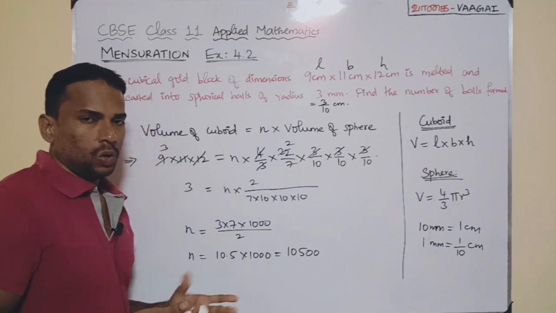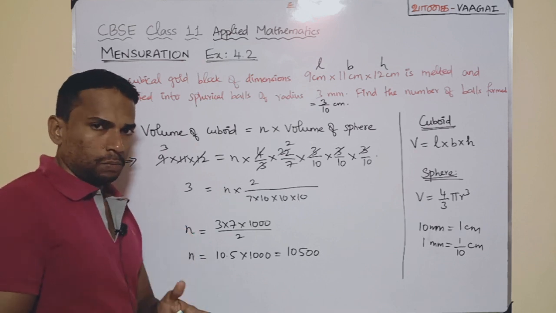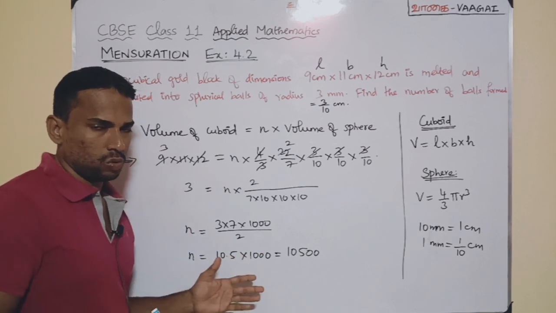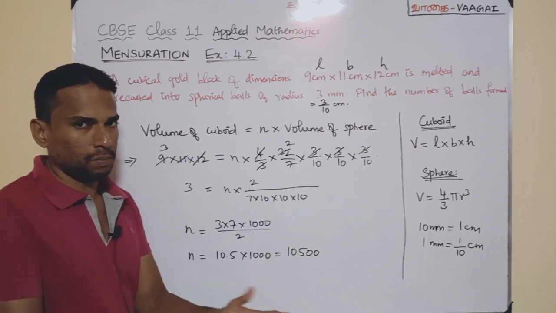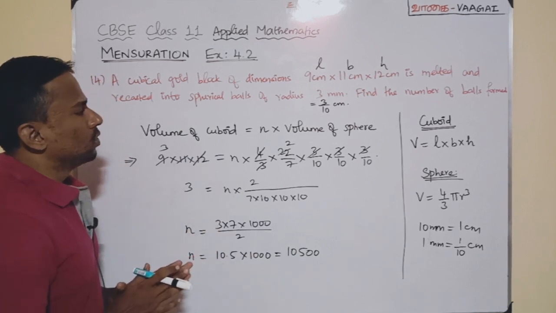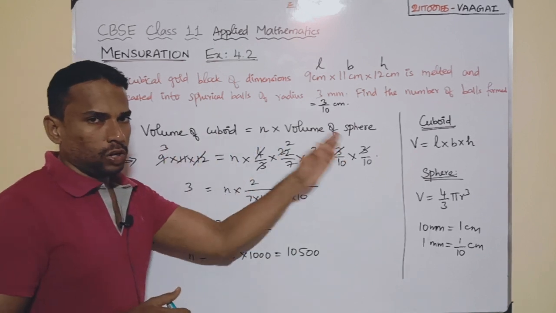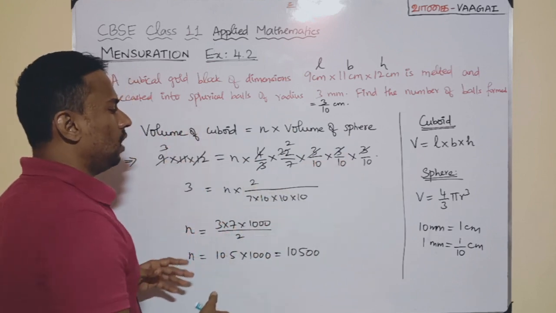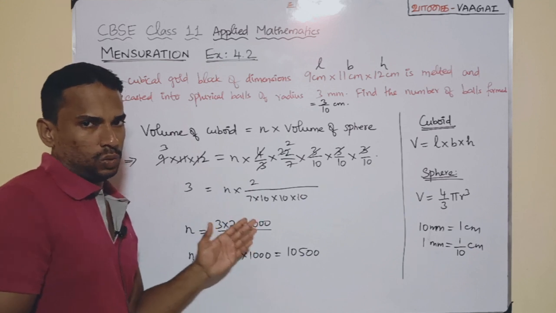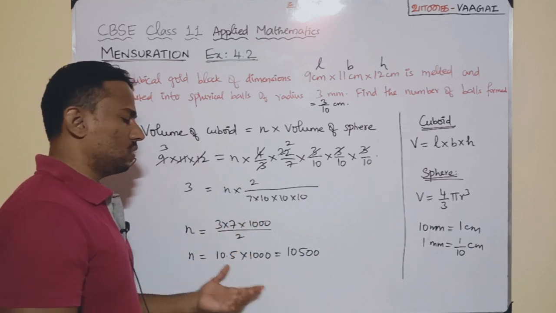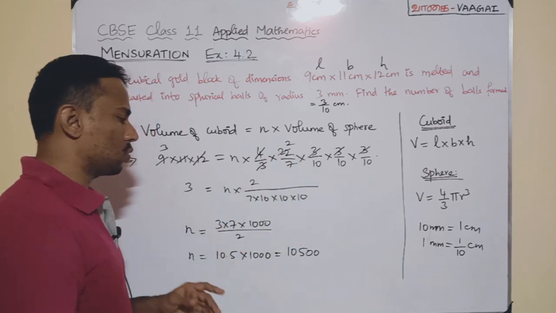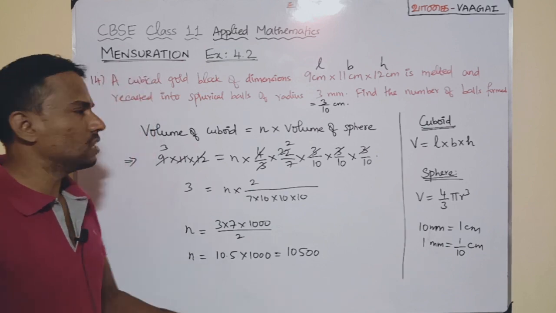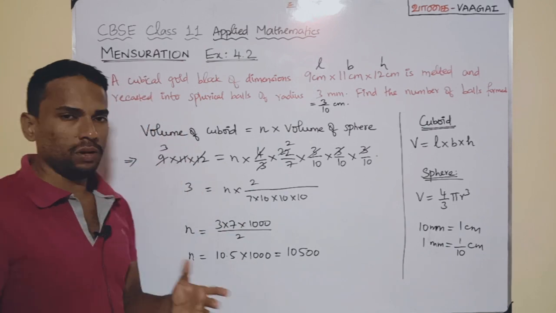No units, because we are finding only the number of spheres we are forming, so the number of spheres will be just a mere number. So we equate the volumes of the two shapes, and from there we use the formula and calculate the value of n, which stands for the number of spherical balls formed here. So n is going to be 10,500 is the answer for your question number 14.